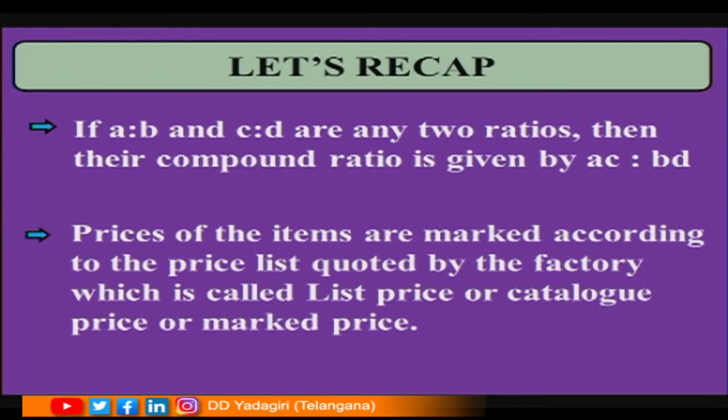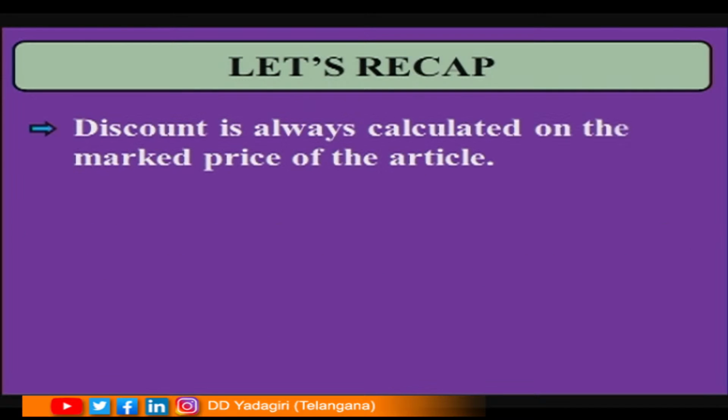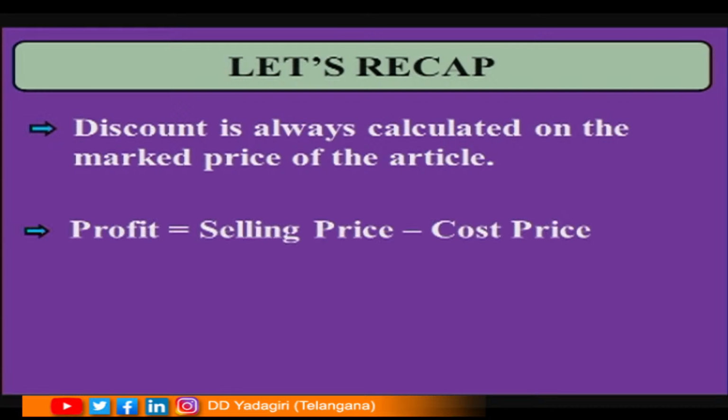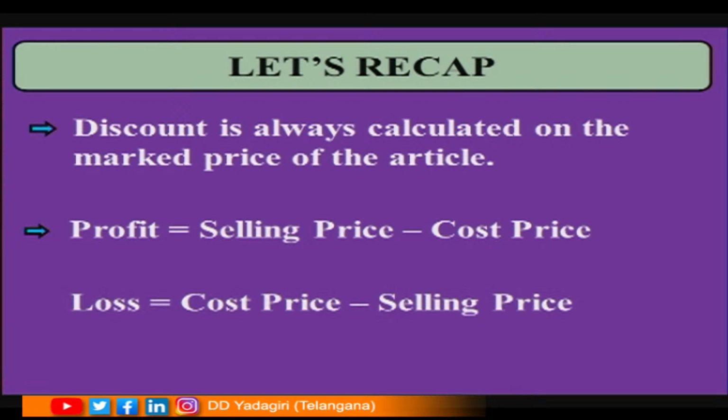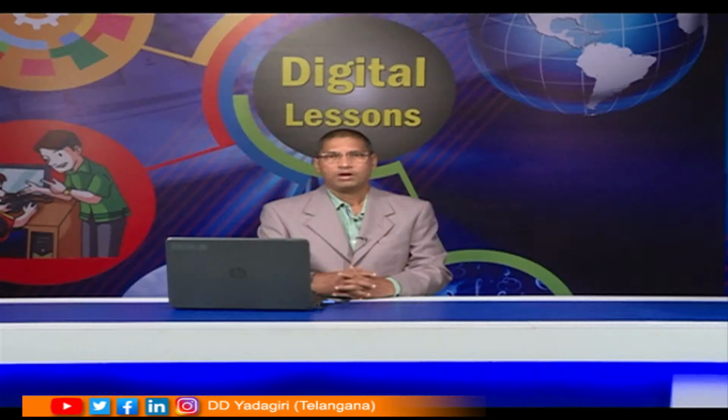Prices of the items are marked according to the price list quoted by the factory, which is called list price or catalog price or mark price. Discount is always calculated on mark price of the article. Profit is equal to selling price minus the cost price, whereas loss is equal to cost price minus selling price. Now, children, let us solve some problems.